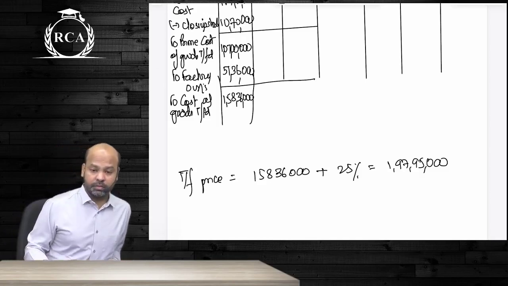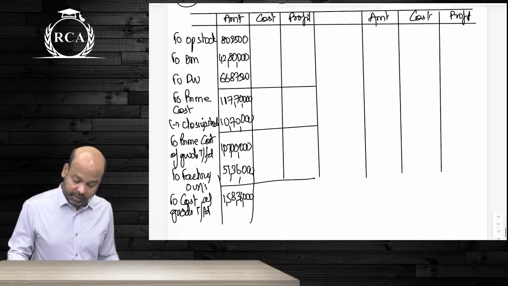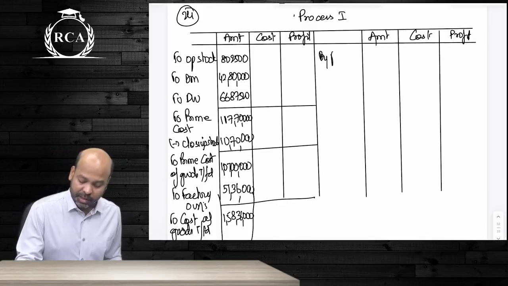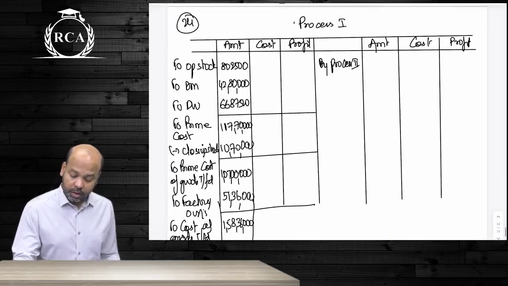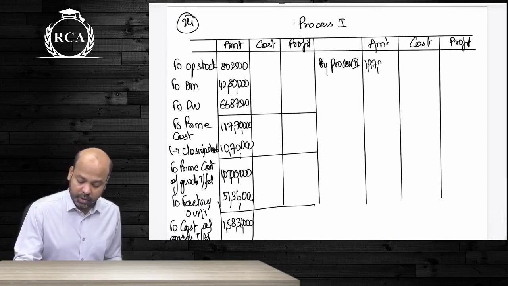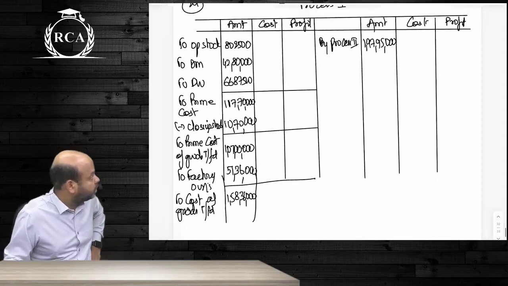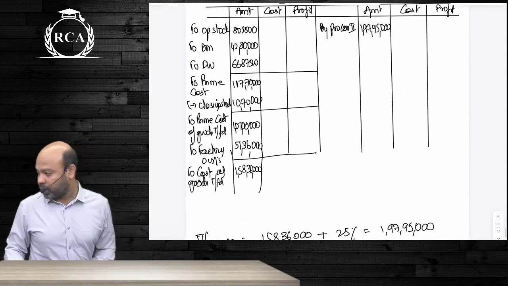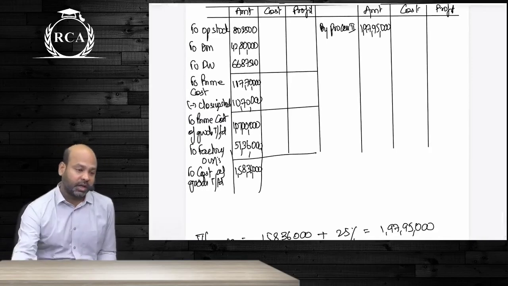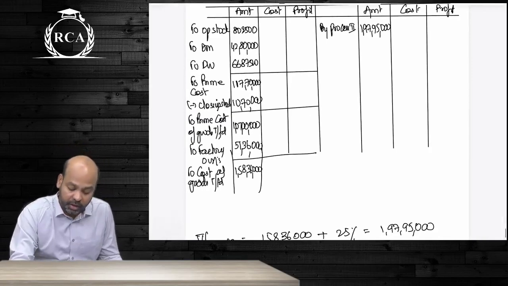Done beta. Now guys, here you will write by process 2. Amount column में कितना लिखो guys? In the amount column, I'm going to write 1 crore 97 lakhs 95,000. In the amount column beta, you're going to write 1 crore 97 lakhs 95,000. Are we clear about this?